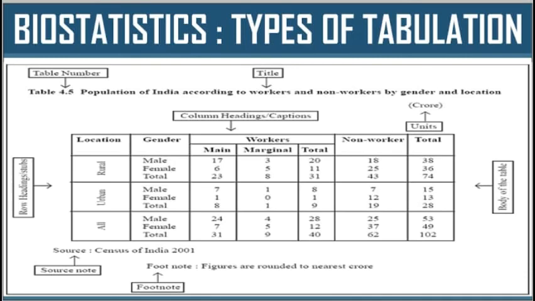A footnote tells you any additional information, like here they have written figures are rounded to nearest crores. So let's say we have rainfall written in mm for every day. If we have it for a very small period of time, let's say just for June and July of one year, it is very easy. But if we are calculating it for 20 years, writing every month will be very difficult.